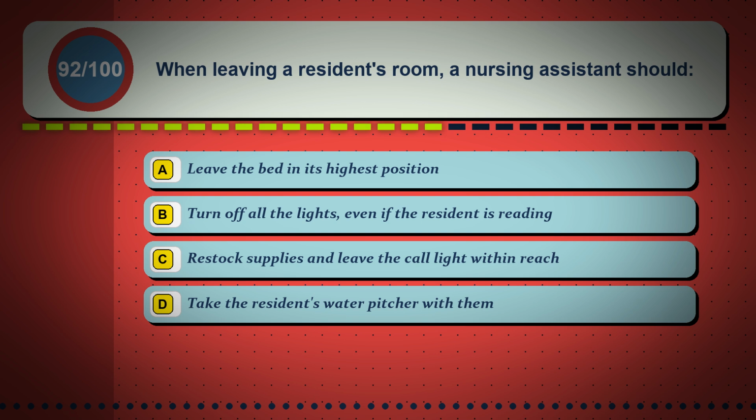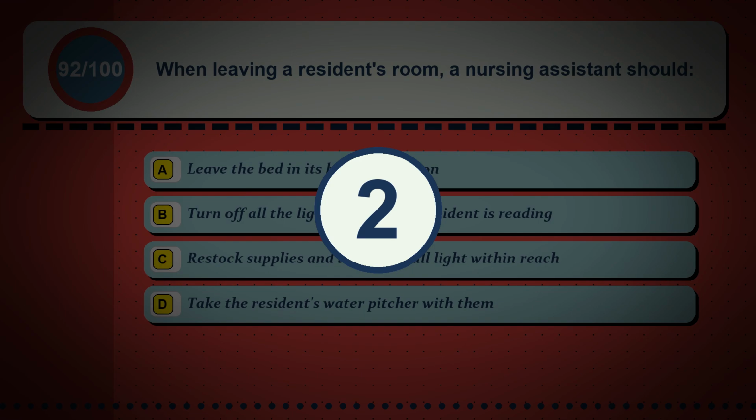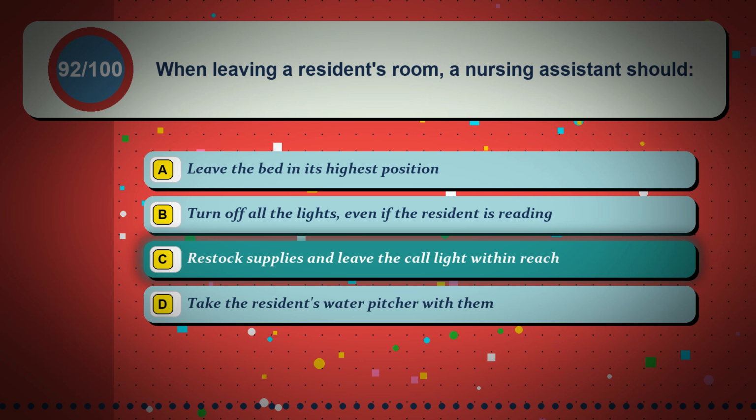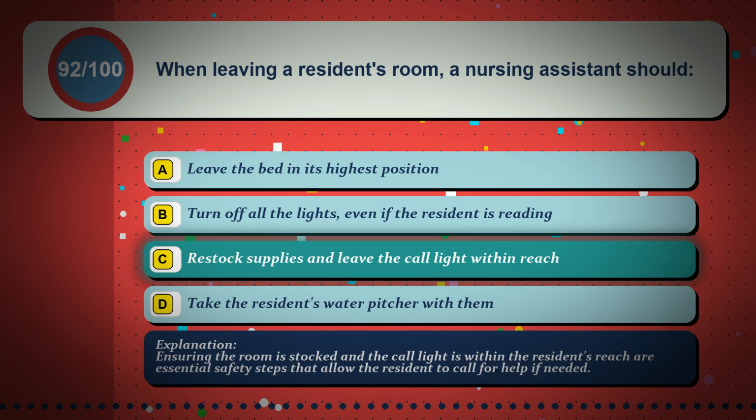highest position. Option B, turn off all the lights, even if the resident is reading. Option C, restock supplies and leave the call light within reach. Option D, take the resident's water pitcher with them. The correct answer is option C. Restock supplies and leave the call light within reach. Ensuring the room is stocked and the call light is within the resident's reach are essential safety steps that allow the resident to call for help if needed.